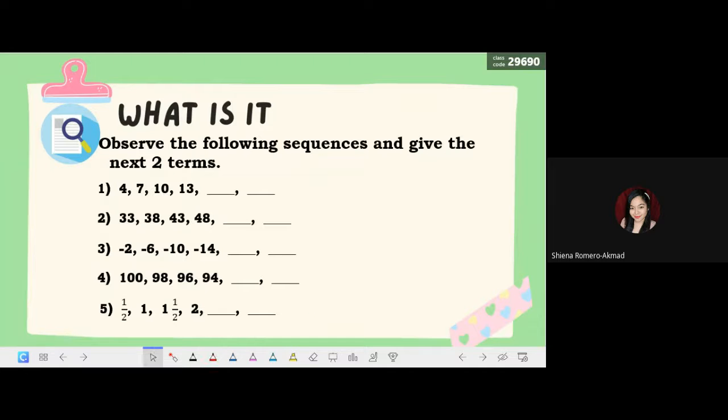So, sa ating in-call messages and sa ating FB Live, sa comment, I want you to type your answer in each of the following sequences. You have to give the next two terms. For number 1, what is the next two terms? Okay, type po dyan sa ating in-call messages. Next two terms lang. Type po sa ating in-call messages para lahat nakikita kong sumasagot.